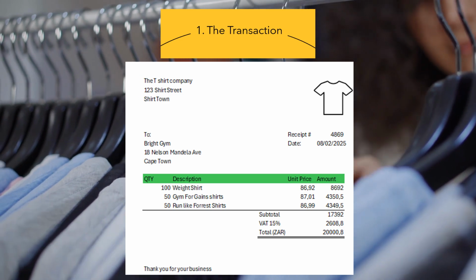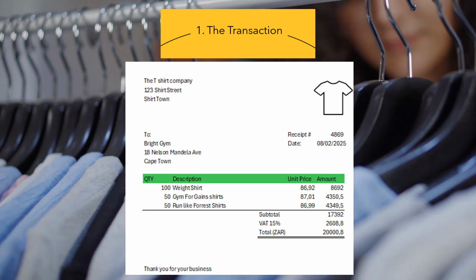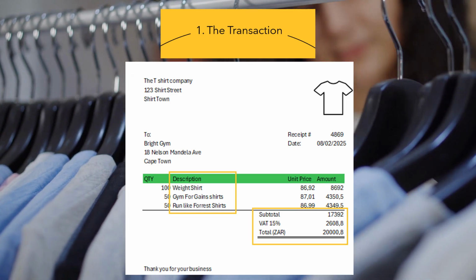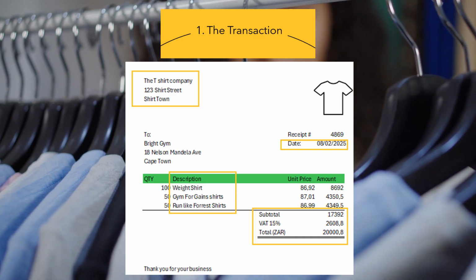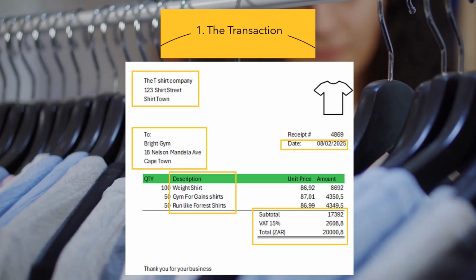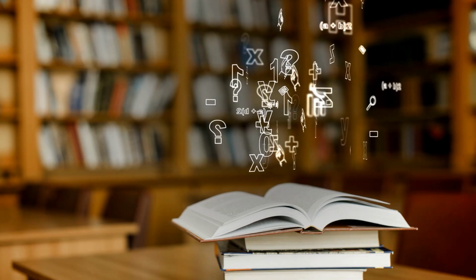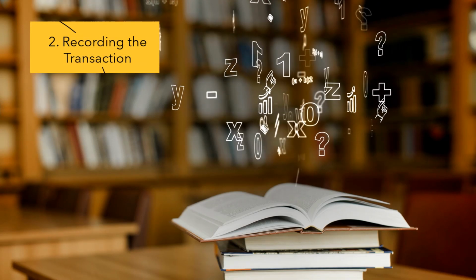But there's information that we can draw from a source document. We can see the goods or services that were involved, the price of that, the date, and then the parties related to this transaction. So from the source document, we record each transaction in a big book called the journal.